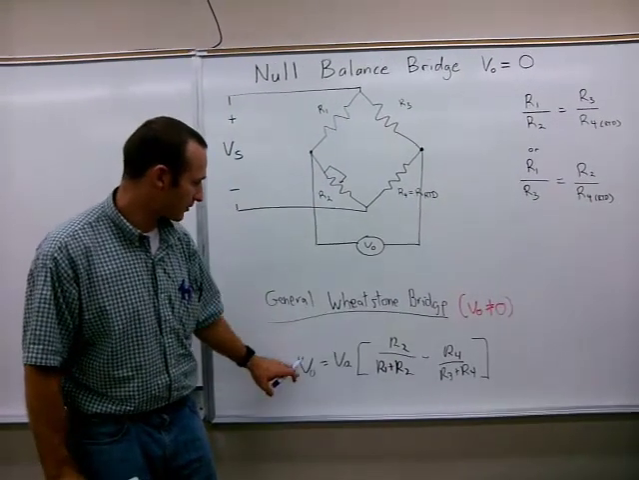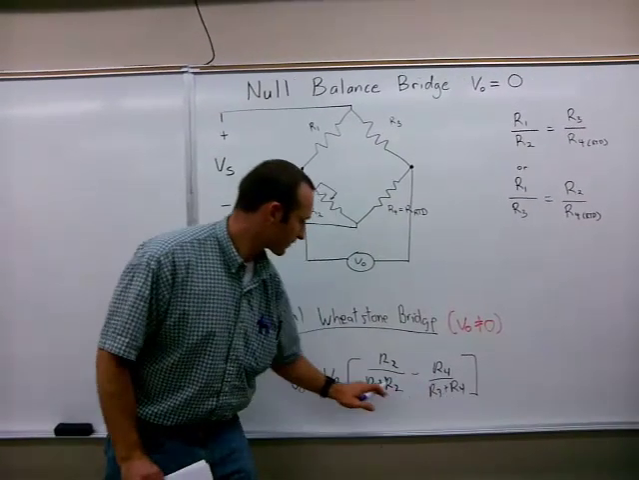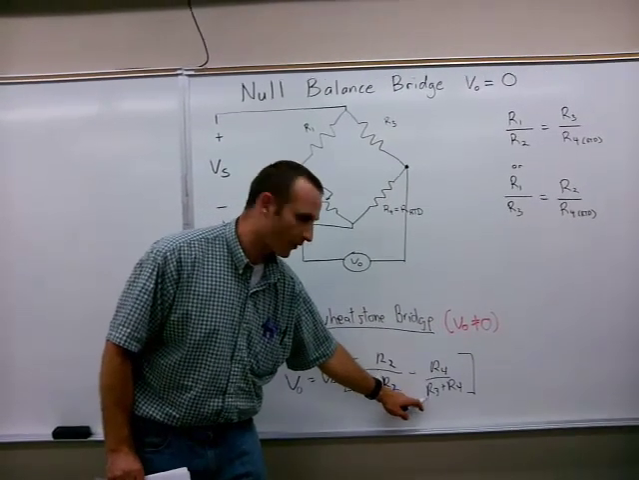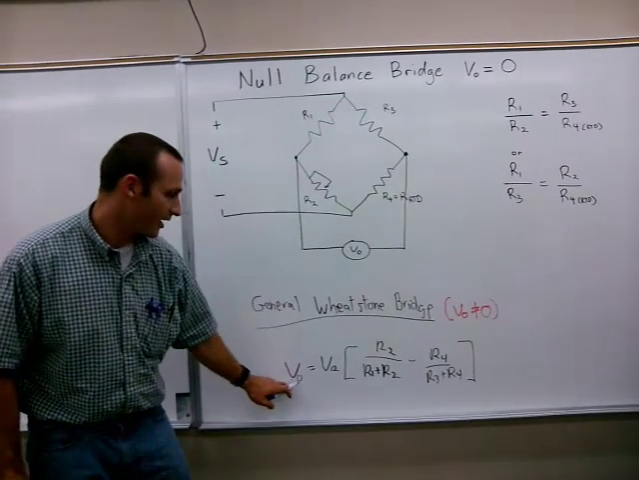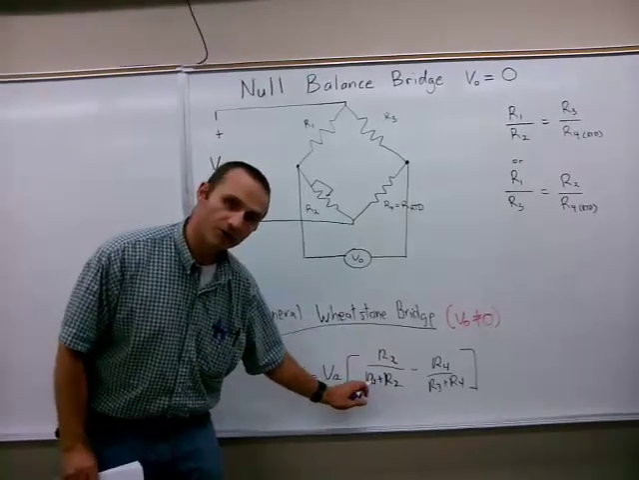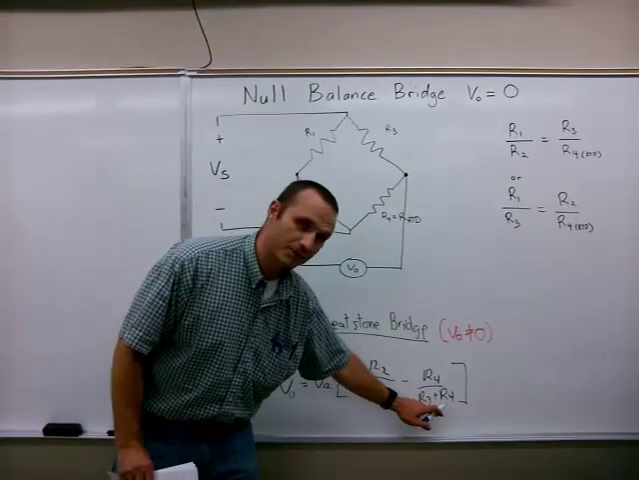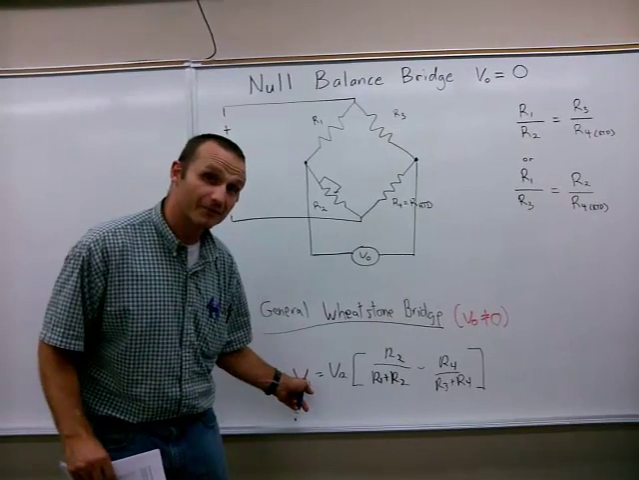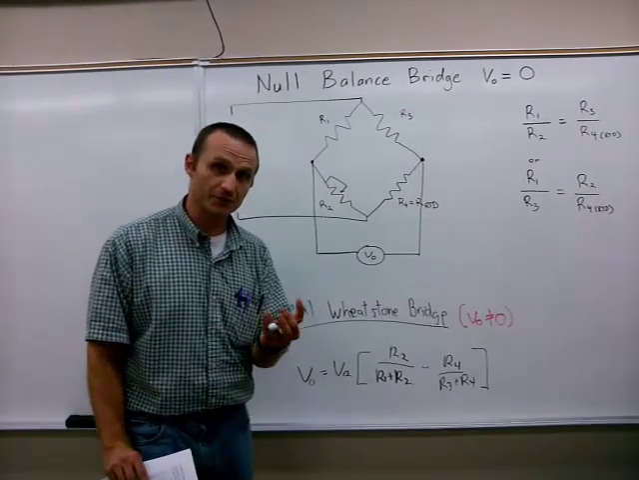So when V naught is not 0, we can say that V naught equals Vs times the quantity R2 over R1 plus R2 minus R4 over R3 plus R4. Again, V naught equals Vs times this big quantity, R2 over the sum of R1 plus R2, minus R4 over the sum of R3 plus R4. So you can see here that if you need to increase the magnitude of your output voltage, what you do is you apply a higher source voltage, assuming you're not going to melt your resistors.